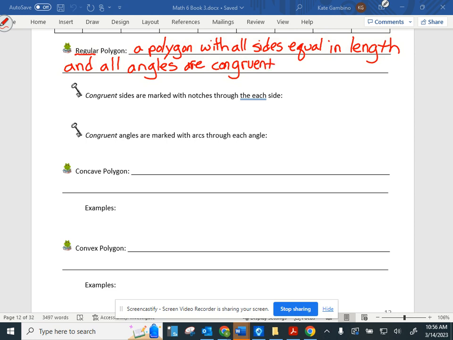So it has congruent sides, congruent angles. What is our quadrilateral? That would be a regular quadrilateral. What do we call that? A square? A square. So your example would be a square. All the sides and angles are equal in a square. So that is a regular quadrilateral. Okay, so all sides and angles have to be equal.